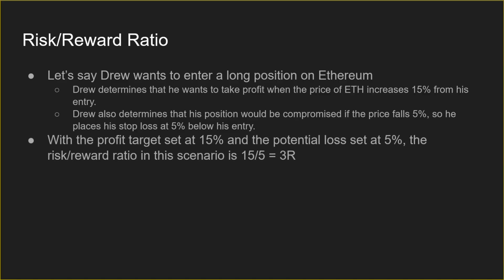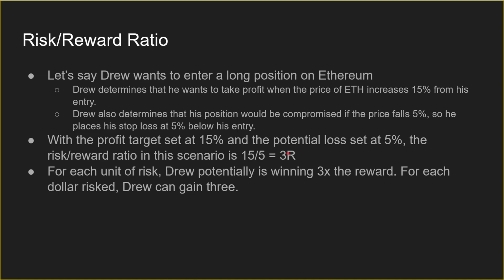With the profit target set at 15% and the potential loss set at 5%, the risk to reward ratio in this scenario is 15 divided by 5, 3R. So for every dollar he's risking, he's aiming to gain $3. So it's a 3-to-1 risk to reward ratio, 3R. For each unit of risk, Drew's potentially running 3 times the reward. So for each dollar risked, Drew once again can gain 3.